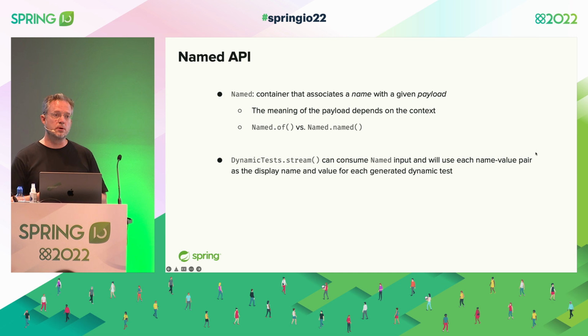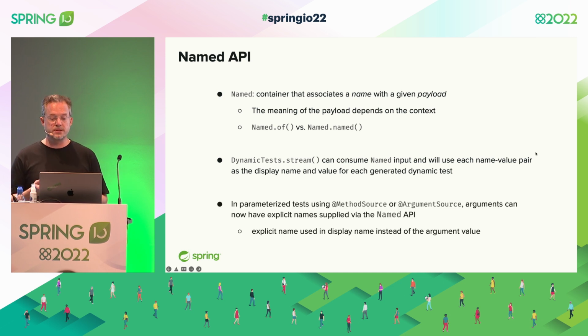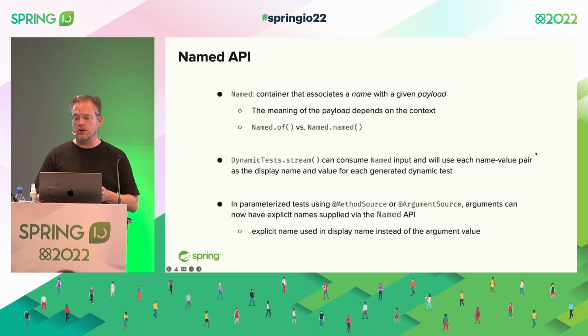2 use cases we support out of the box. In dynamic tests, the stream method can now consume named input, where each of the name value pairs is going to be used as the display name and the value for each generated dynamic test. The other use case is in parameterized tests, if you're using method source or argument source. The arguments that you can return from those can now have explicit names associated with them, supplied via the named API. People have asked in the past, how can I programmatically specify the name for some of my arguments? So again, with method source or custom argument source, you could use this new named API.